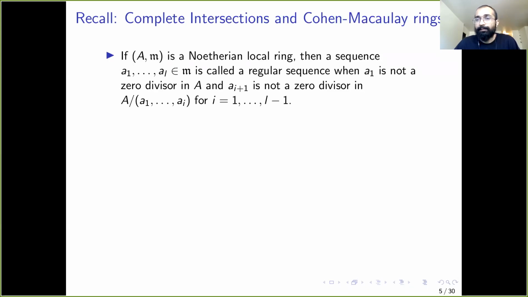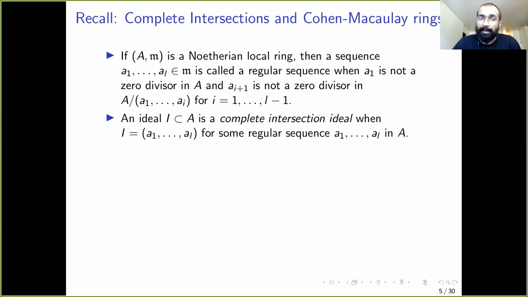Now I will briefly recall some definitions from commutative algebra on complete intersections and Cohen-Macaulay rings. If A with maximal ideal M is a Noetherian local ring, then a sequence of elements a1 through aL in M is called a regular sequence when a1 is not a zero divisor in A and a(i+1) is not a zero divisor in the quotient of A by (a1 through ai) for i equal to one through L minus one. And an ideal in the ring A is called a complete intersection ideal when it's generated by some regular sequence a1 through aL.